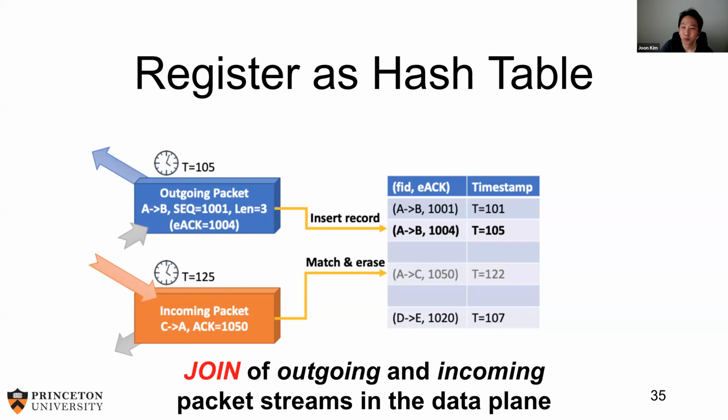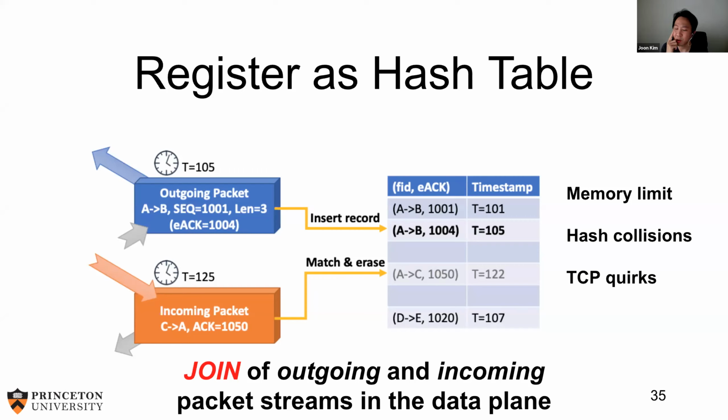Well, that basic idea works, but there are some problems here, right? You can have the memory limit, like the size of the register. You can also have cache collisions, which will make the measurements incorrect. There are also some TCP quirks that make it complicated. You have delayed ACK and selective ACK happening. So there are some challenges here.